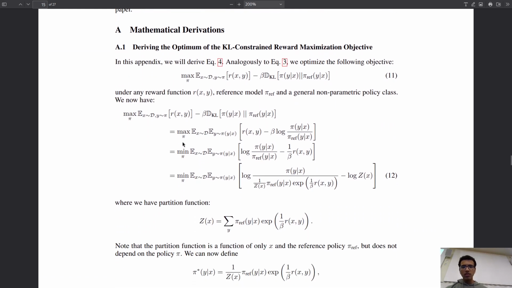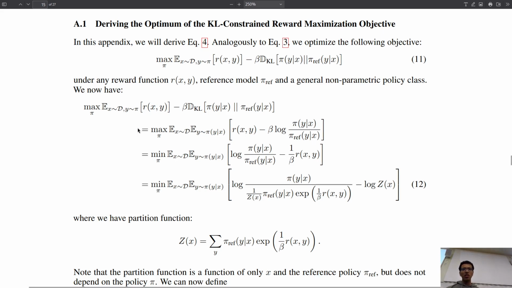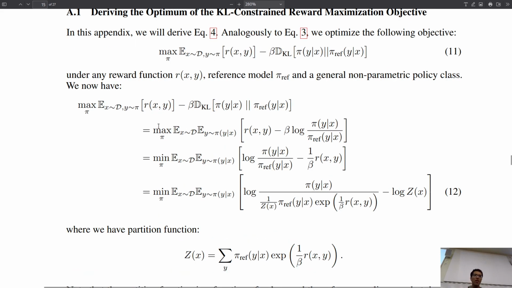So this goes in step-by-step order, where we did the transformation from the maximization to minimization, and then over here we plug in the partition function, right? And the partition function is defined as follows. Okay, so now this denominator over here, this is our new probability distribution. This entire transformation gives us pi star, and pi star is represented by this denominator over here.